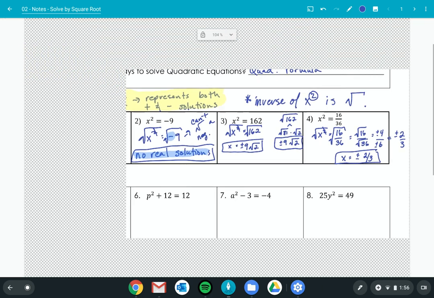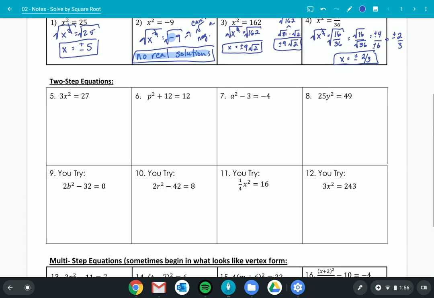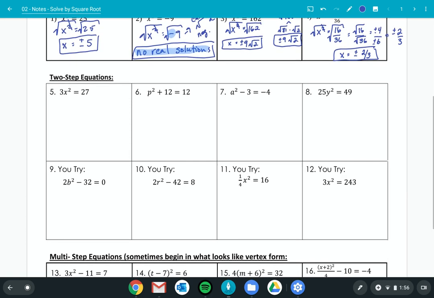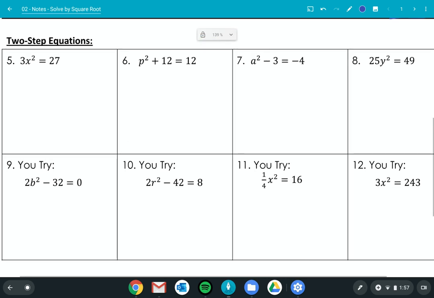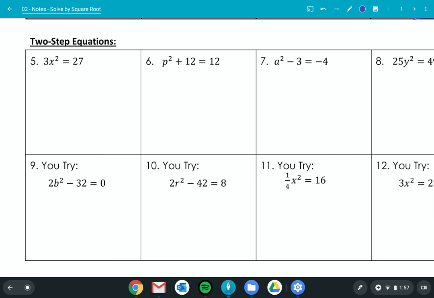So, moving on to the next section, solving a two-step equation. Obviously, looking at number 5, what's the big difference? The question you want to ask yourself is, what is being squared on this problem? Is the 3 being squared, is the x being squared, or is both? Hopefully your answer is it's just the x. If 3 and x were being squared, it would look something like this, which is not what we're given. Okay.